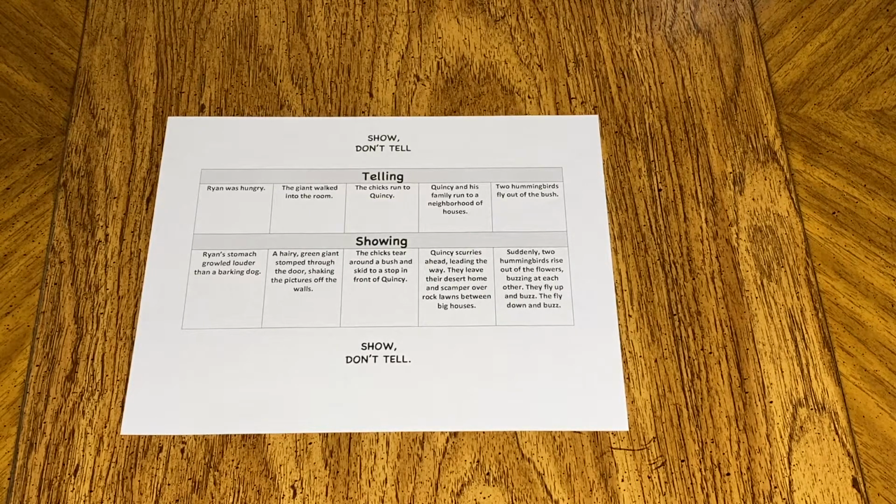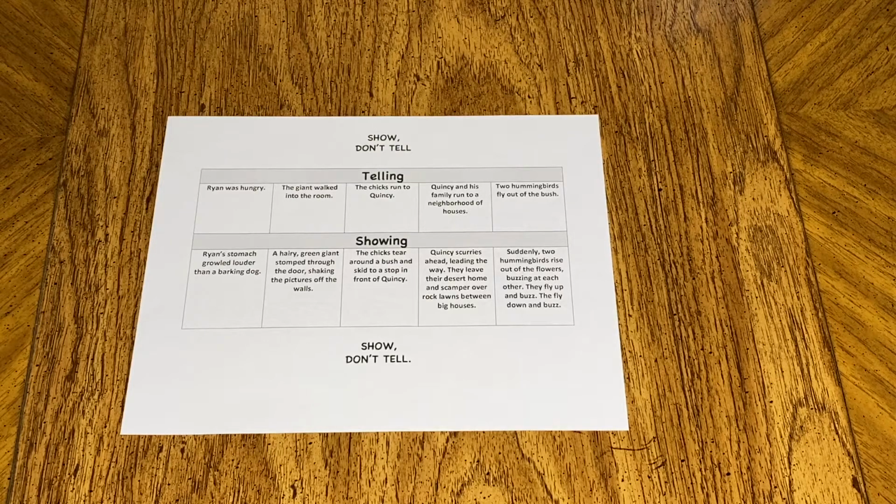The second example is Quincy and his family run to a neighborhood of houses. So yes, we know that's telling you what they did, but showing it is much different. Let's go. Quincy scurries ahead, leading the way. They leave their desert home and scamper over rock lawns between big houses. So that gives you an image in your mind of where they're going.